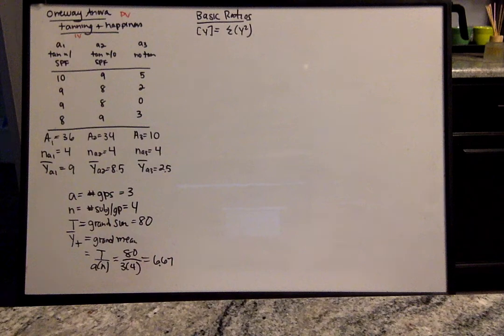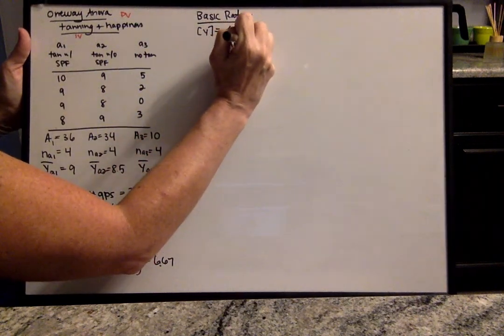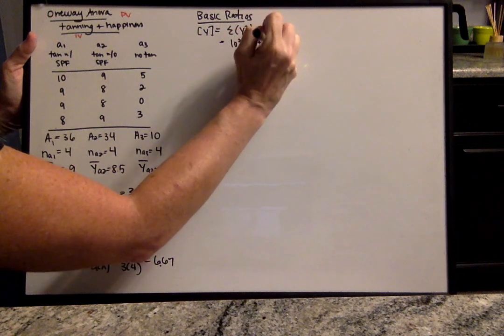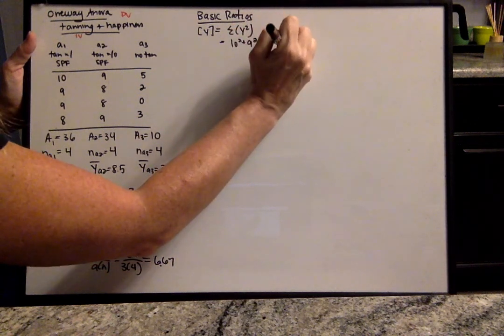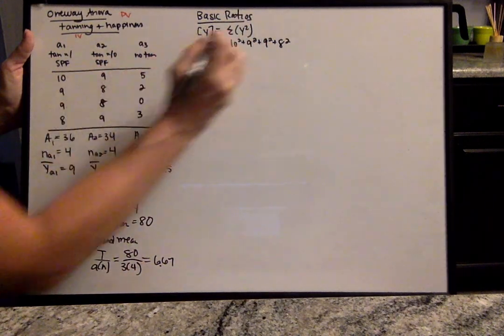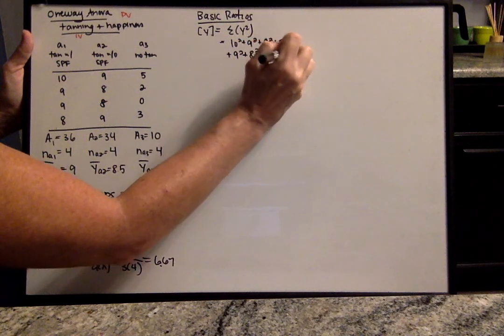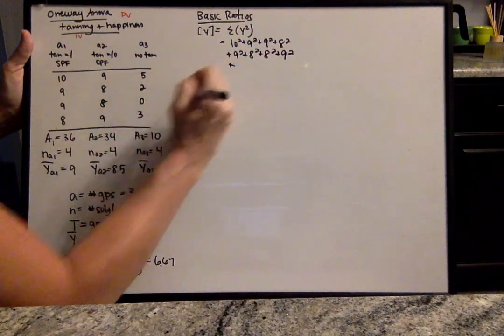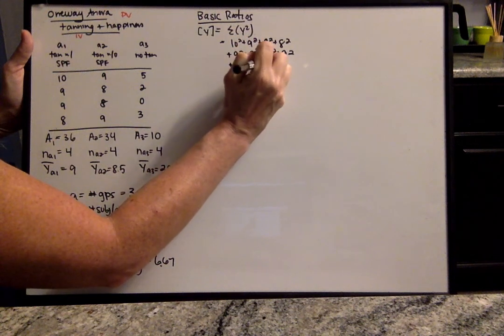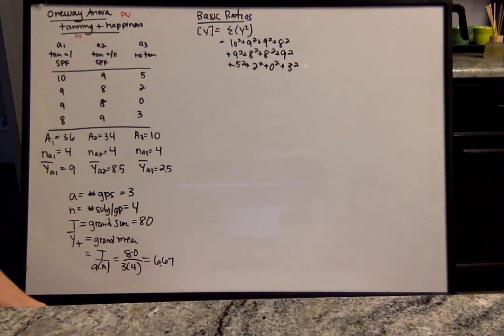So for this step, you're going to take each one of these 12 y's, square them, and add them up. All right, so we've got 10 squared plus 9 squared plus 9 squared plus 8 squared. Moving on to the next column, plus 9 squared plus 8 squared plus 8 squared plus 9 squared plus 5 squared plus 2 squared plus 0 squared plus 3 squared.